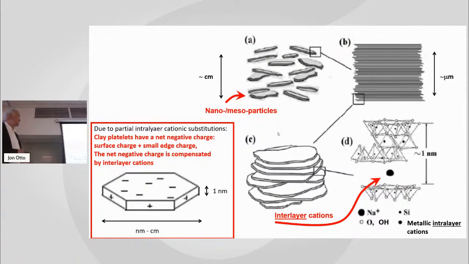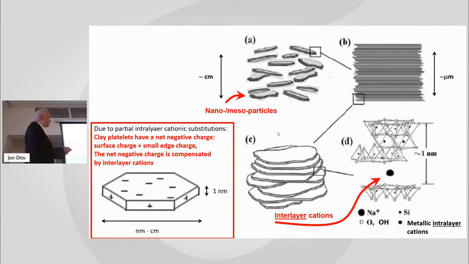This is a cartoon of that. This is the powder that the person held in the hand in the previous picture. If you look at each of these powder grains, there are these stacks. And if you look more closely at what these cards in the stack are, they are single crystals, flat single crystals, and they are 1 nanometer thick.